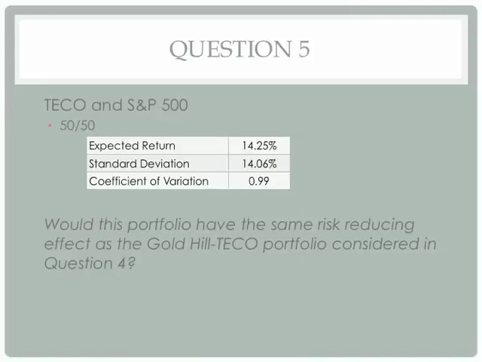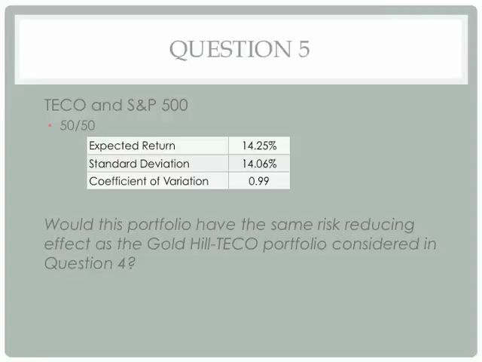Question 5. In a portfolio consisting of $10,000 in TCO and $10,000 in the S&P 500 Fund, the expected return would be 14.25%, the standard deviation would be 14.06%, and the coefficient of variation would be 0.99.